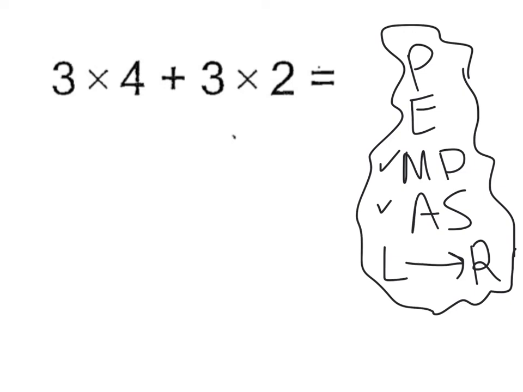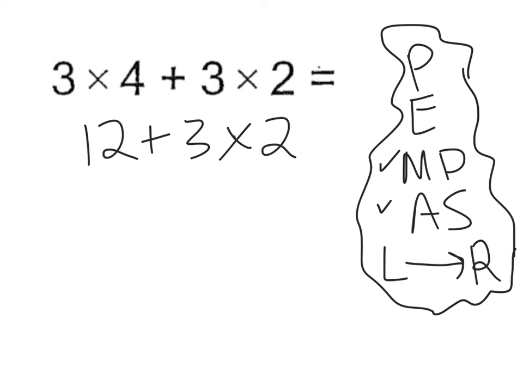So let's look at this problem. This problem is 3 times 4 plus 3 times 2. If I look at this and I use PEMDAS, there are no parentheses, there are no brackets. It's a pretty basic problem, but you got to know where to go first. So 3 times 4 is going to be my first step, and that's because multiplication is above addition. So I'm going to solve that, and then watch: everything else I don't use just drops down.